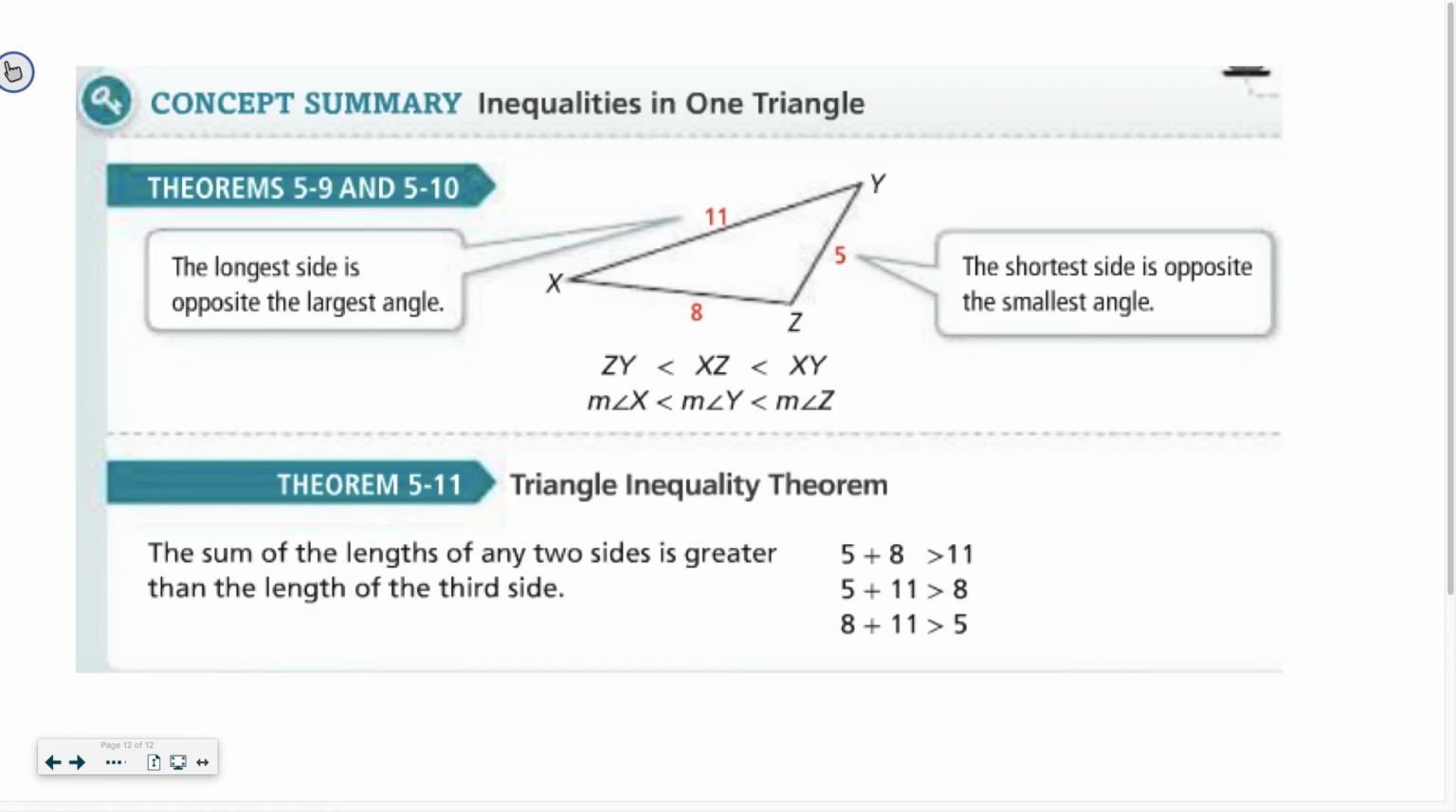And here is the concept summary for this lesson. So just remember the biggest side is opposite the largest angle, and the biggest angle is opposite the largest side. Same thing goes for smallest. And then the triangle inequality theorem: any two sides added together have to be bigger than the third side.